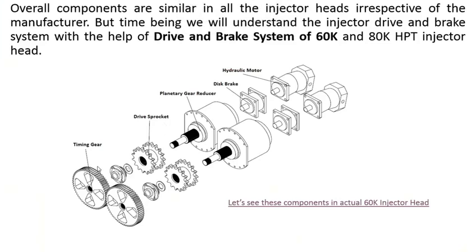The final and last component of drive and brake system is the timing gear, which is installed in the 60K injector head. Timing gear is used to synchronize the motion of two chains so that their speed remains same. As we can see, these are interlinked. If one timing gear stops, the motion of the other will keep the movement of the other as well. So in case one hydraulic motor fails, this timing gear will keep the other chain also in movement. So timing gear can also be used as a backup in case one hydraulic motor fails.